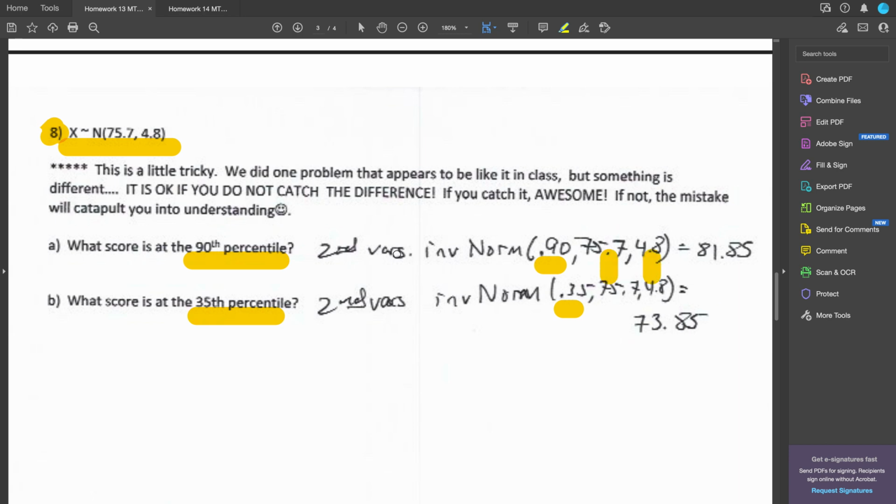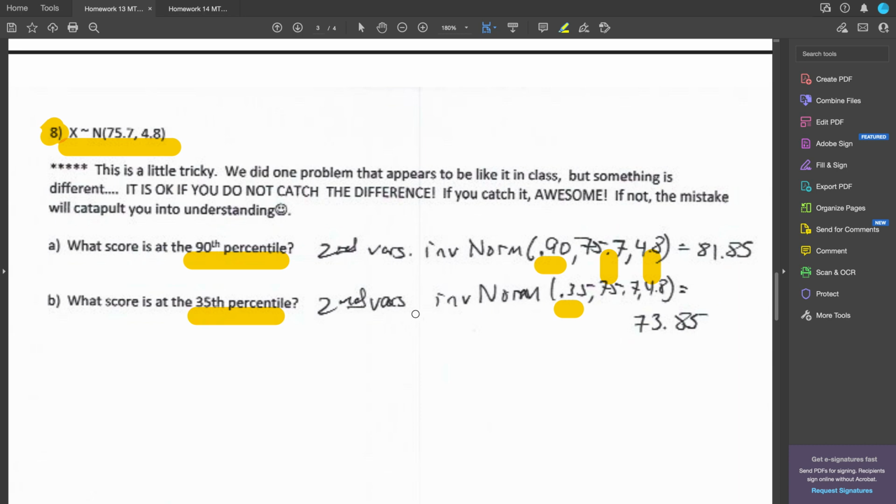So on letter A, you do second VARS, inverse norm, 0.90, because you're at the 90th percentile. The mean is 75.7, and the standard deviation is 4.8. And you hit enter probably twice, and it tells you that the score is 81.85.